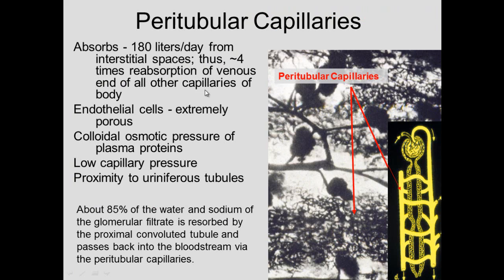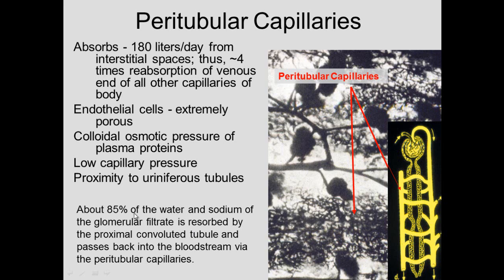So here we see the peritubular capillaries. About 180 liters a day is filtered. That's 4 times the reabsorption of all of the vessels in the body. The endothelial cells are extremely porous. They're fenestrated. The osmotic pressure, because the proteins have been retained, brings the fluid back in. Low capillary pressure and proximity to the urinary tubules. So these are the glomeruli, the urinary tubules, then the nephrons, and then these are the peritubular capillaries.